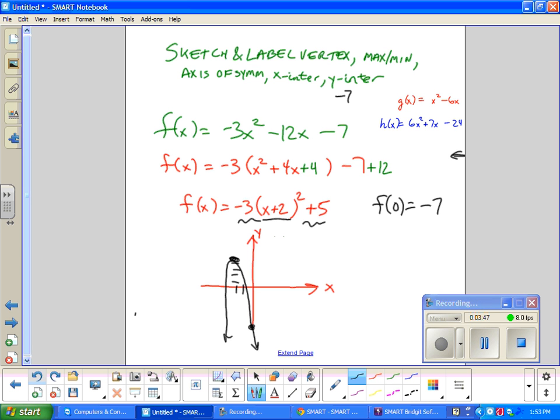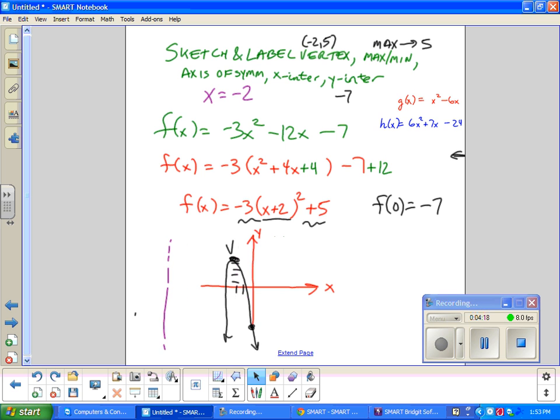Is it a max or min? It is a max. And it's a max of 5. The vertex we know is negative 2, 5. We located that. Again, that is point D here. The axis of symmetry comes from the vertex, where the max is 5. The axis of symmetry this time is the vertical line, x equals negative 2. And that leaves one very ugly calculation for us to complete.